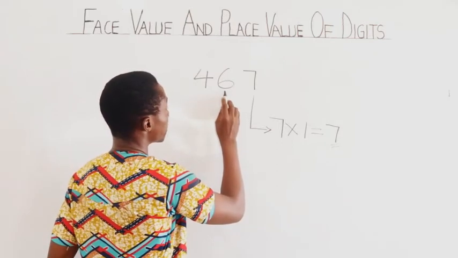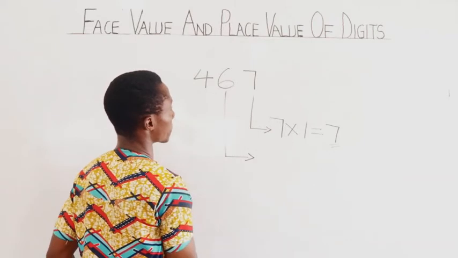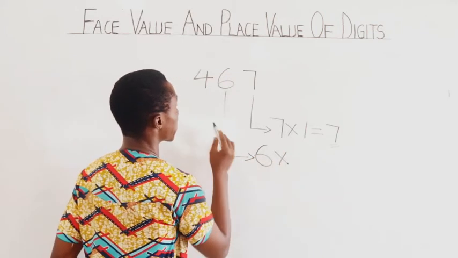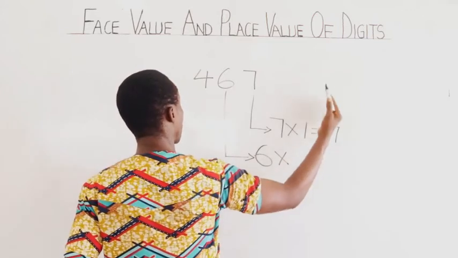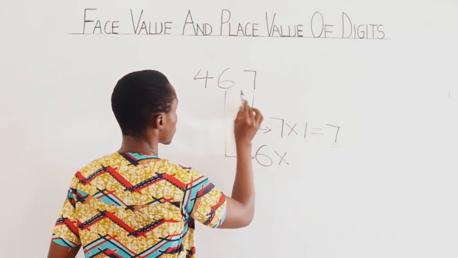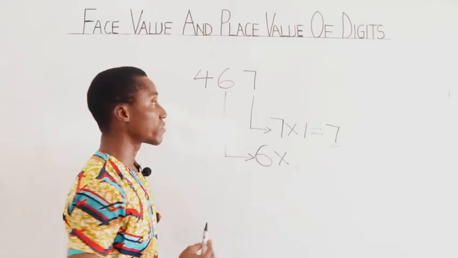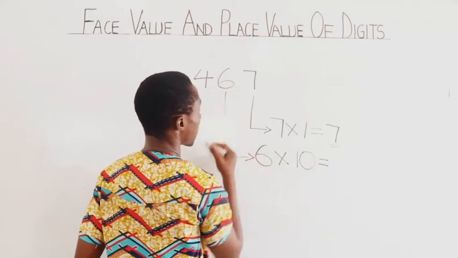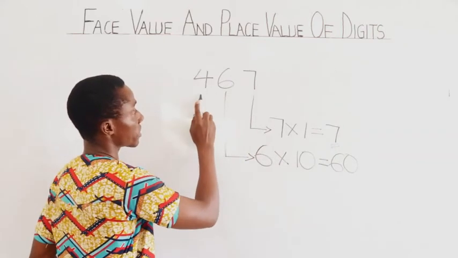What about the place value of the digit 6 in the number 467? That will be the face value of 6, which is 6 multiplied by the value of the number place of the digit 6. And counting from our right hand side, 7 is in the ones number place, 6 is in the tens number place, and therefore the value of the number place of 6 is 10, and so 6 has a place value of 60 in the number 467.